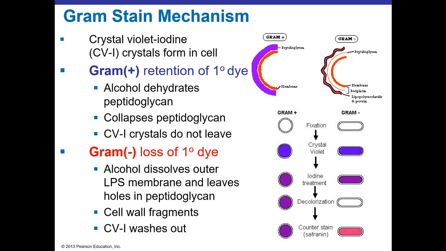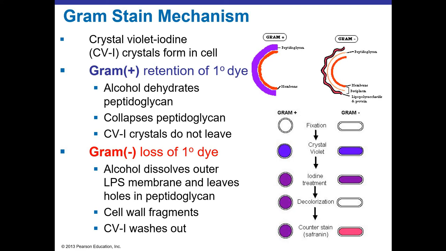When you add alcohol to the gram-positive, alcohol dehydrates cells. So the peptidoglycan starts to collapse and become more dense. What that means is that it's not as porous, so the crystal violet iodine crystals get trapped in the cell and don't leave. In contrast, the gram-negatives, alcohol dissolves lipids.